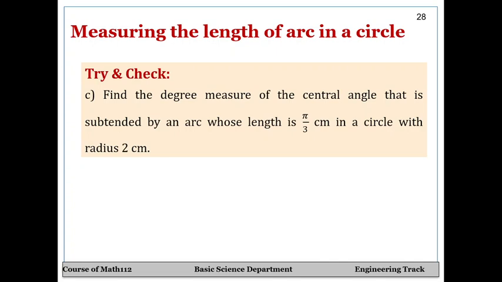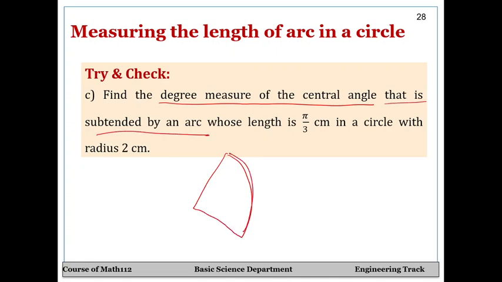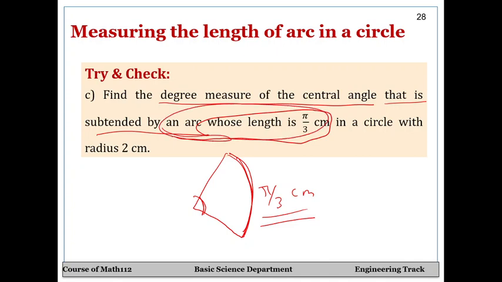Now find the degree measure of the central angle that is subtended by an arc. So there's an angle, it's subtended by an arc. The arc whose length is pi over 3 centimeters, in a circle with radius 2.